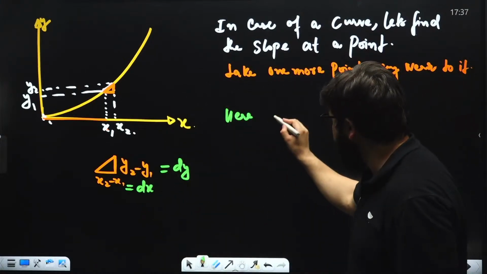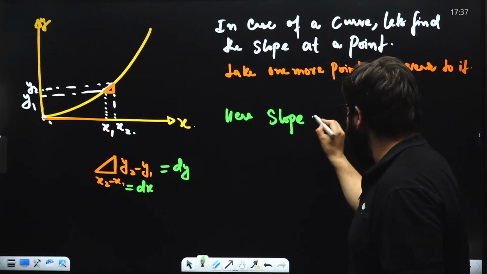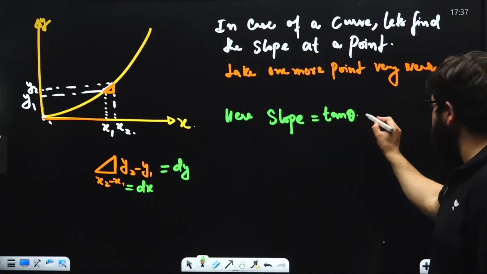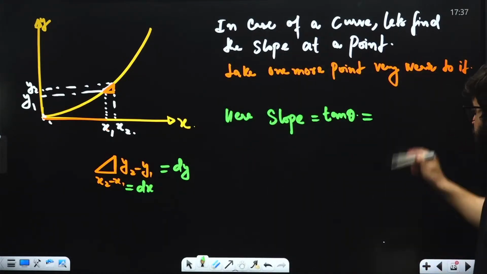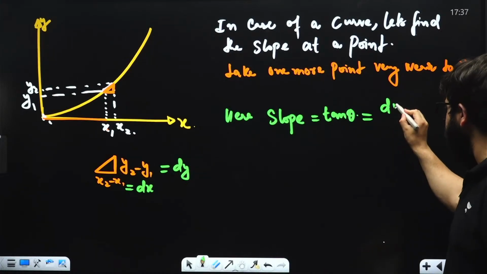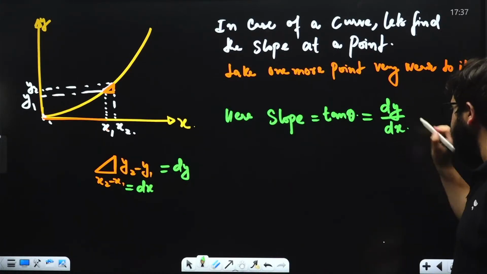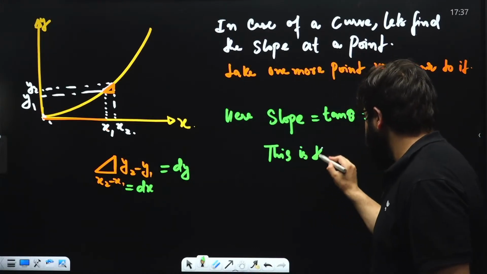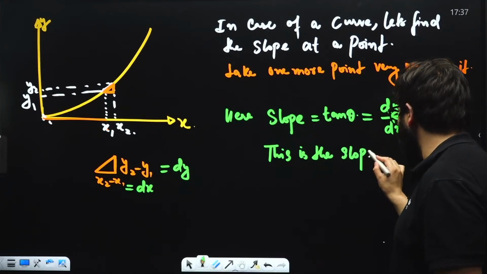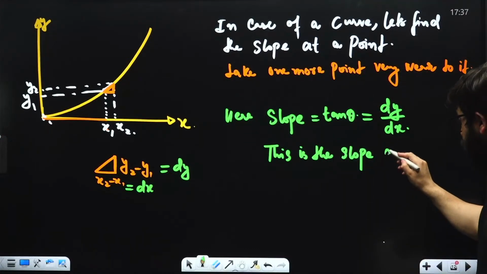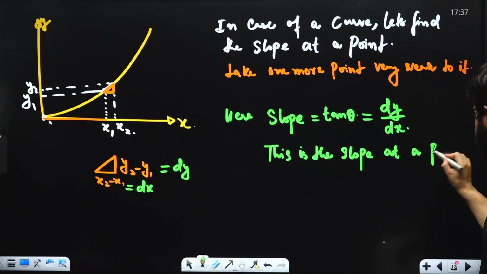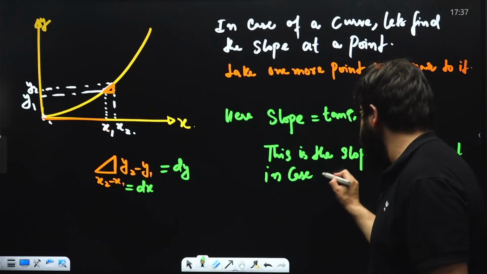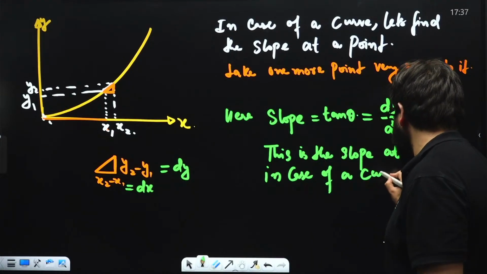So I can say here, slope is tan of theta. Guys, understand very carefully. Tan theta is simply perpendicular by base, that is dy divided by dx. So this is the slope. This is the slope at a point in case of a curve.